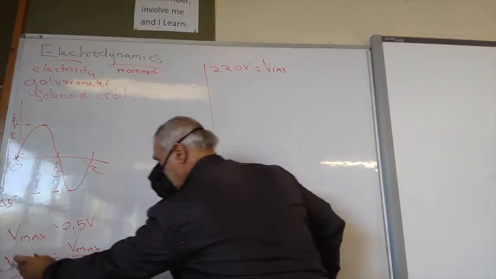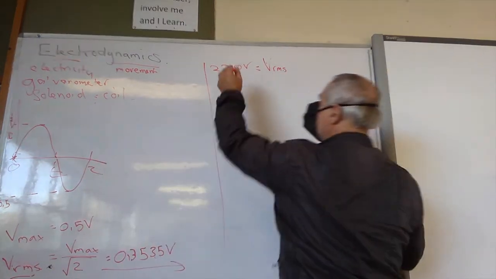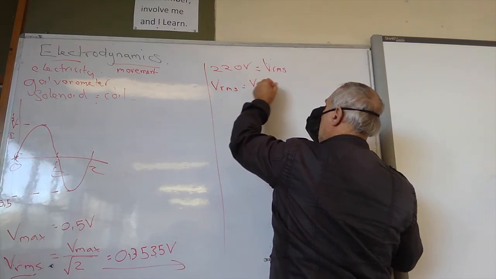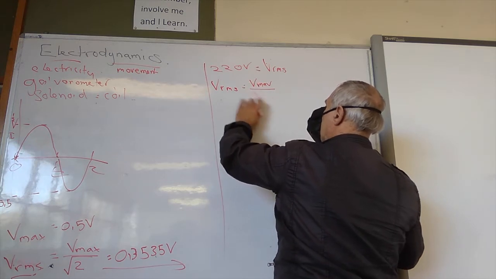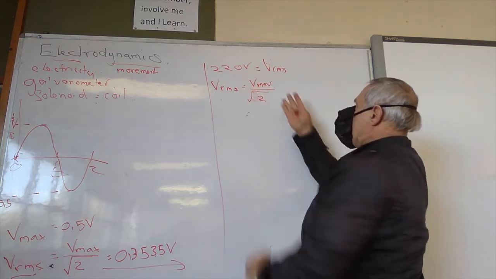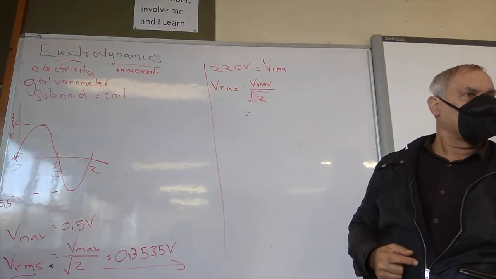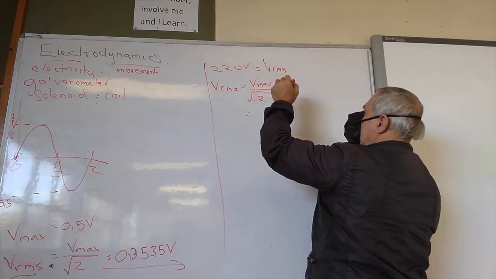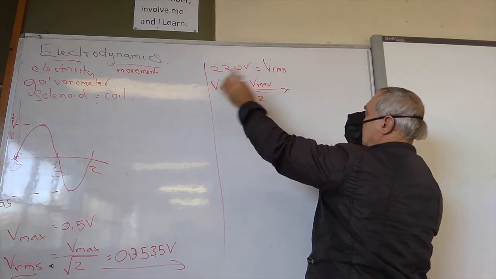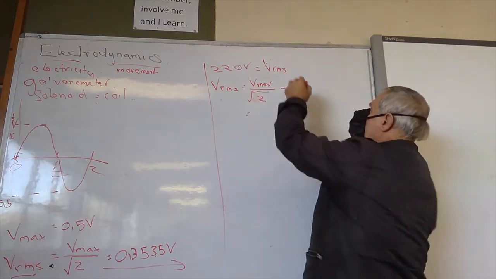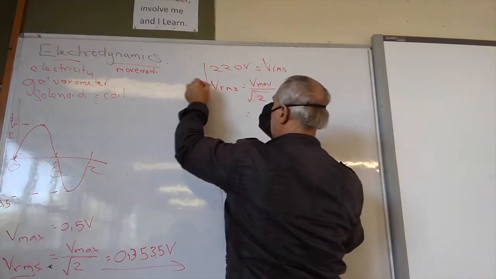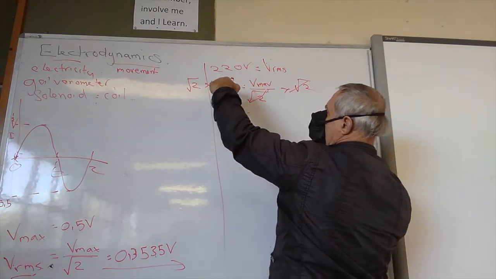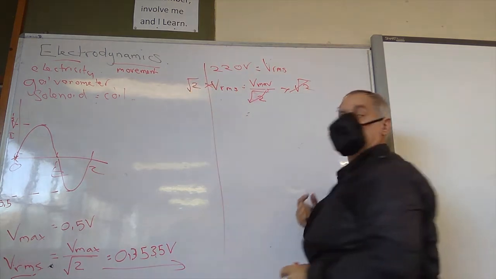So we say V root mean squared equals V max on the square root of 2. So how do we make Vmax the subject of the formula? What are we going to multiply both sides by? Square root of 2. That will cancel, and so V max is V root mean squared times the square root of 2.